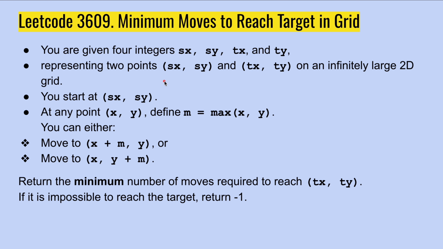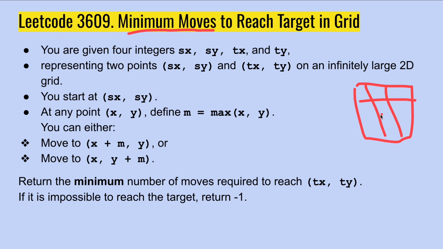The question is about the minimum moves to reach the target in the grid. You know the grid looks like a 2D map, and that is called a grid. There will be some points. Let's suppose this is called the source, and we have to reach here. So how are we going to reach it?